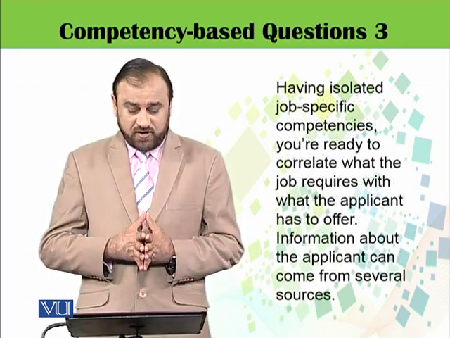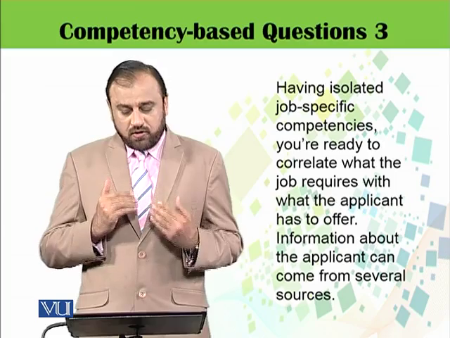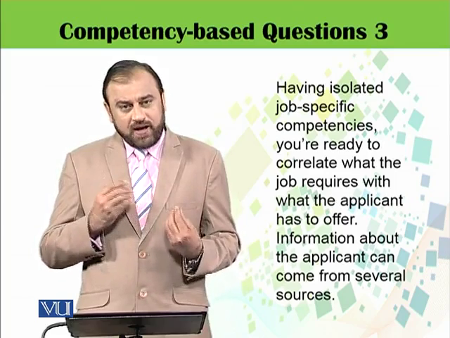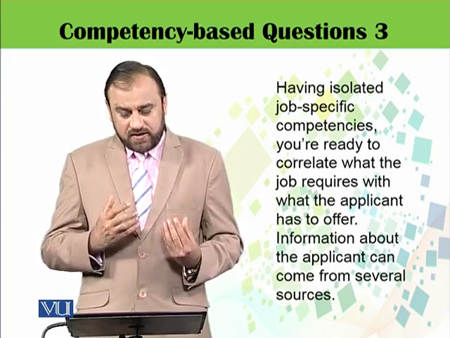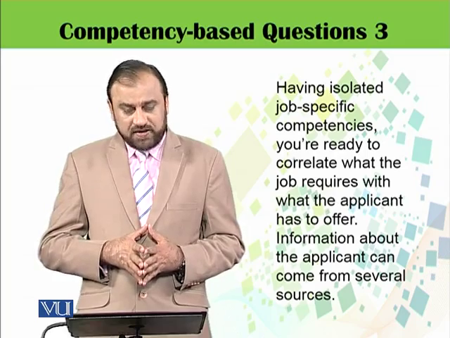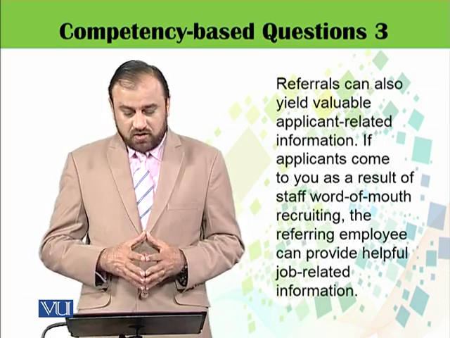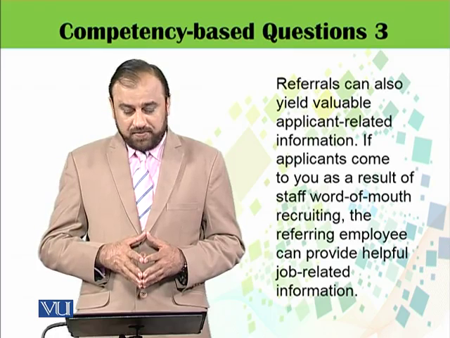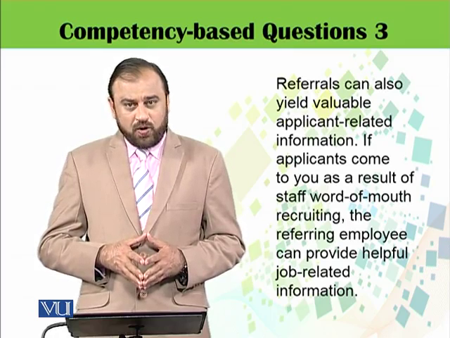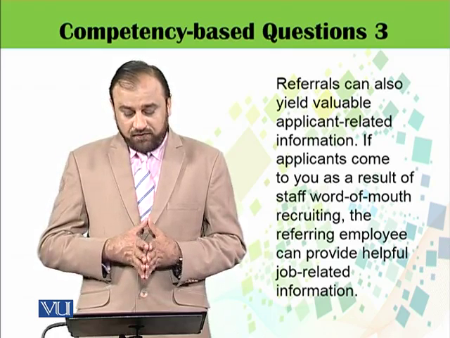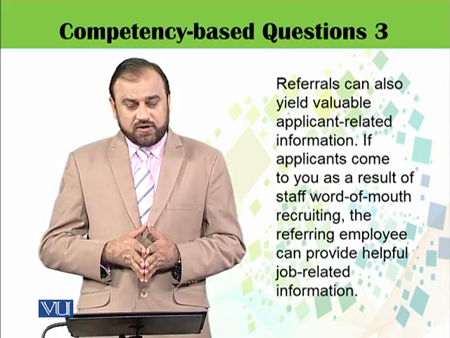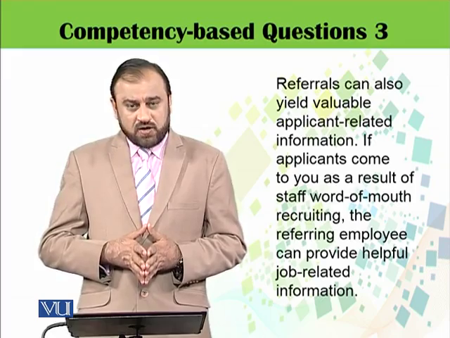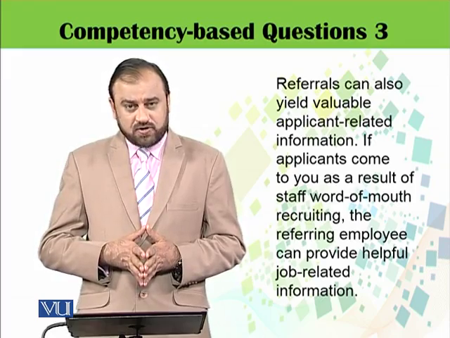Having isolated job-specific competencies, you are ready to correlate what the job requires with what the applicant has to offer. So two main things: one is the job requirement and second is the applicant's offer. Information about the applicant can come from several sources. A reference can also yield valuable applicant-related information. And if an applicant comes to you as a result of staff word-of-mouth recruiting, the referring employees can provide helpful job-related information. So you need to keep in mind the applicant's information and the job requirement for achieving any particular task in the organization.